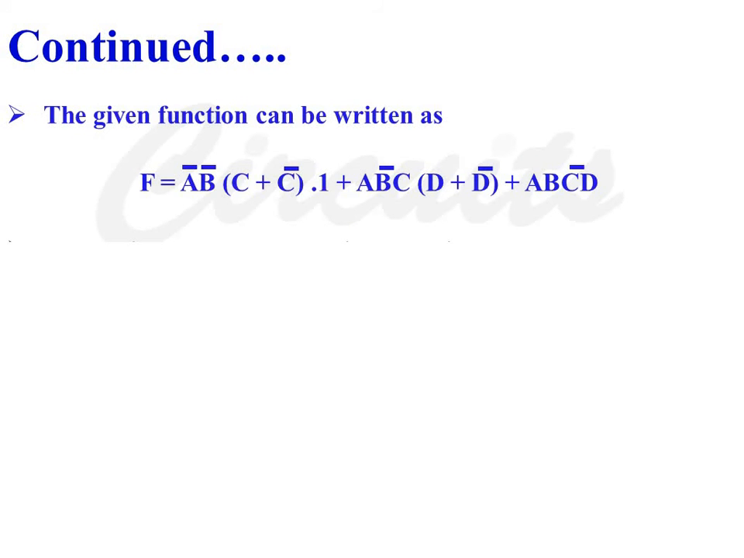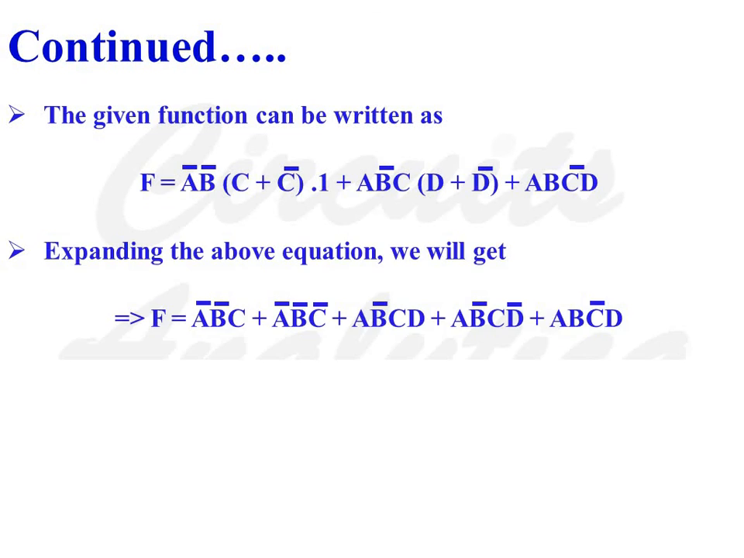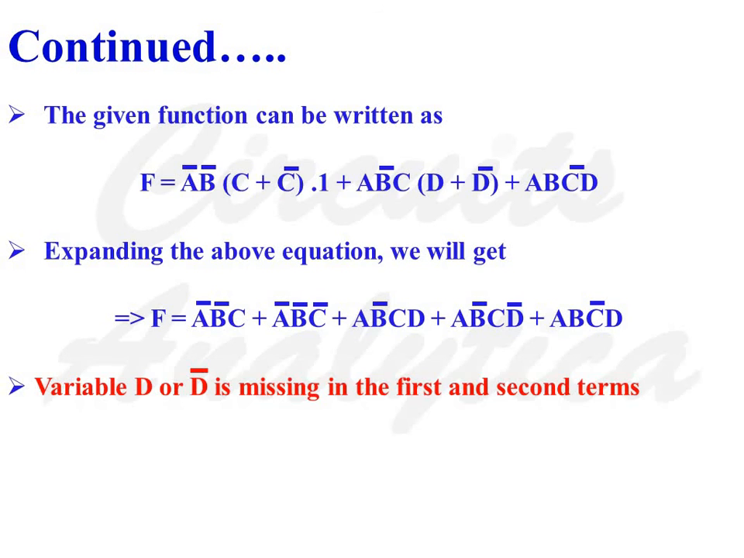So the given function can be written as f is equal to A bar B bar into (C plus C bar) into 1 plus A B bar C into (D plus D bar) plus A B C bar D. Expanding the above equation, we will get f is equal to A bar B bar C plus A bar B bar C bar plus A B bar C D plus A B bar C D bar plus A B C bar D. Variable D or D bar is missing in the first and second term.